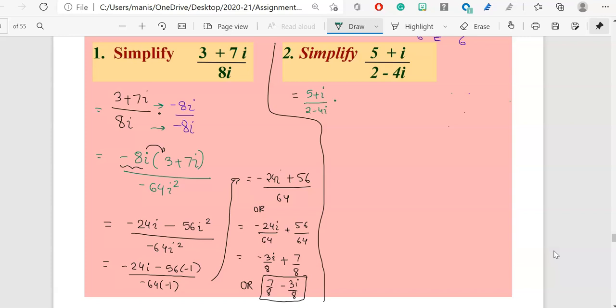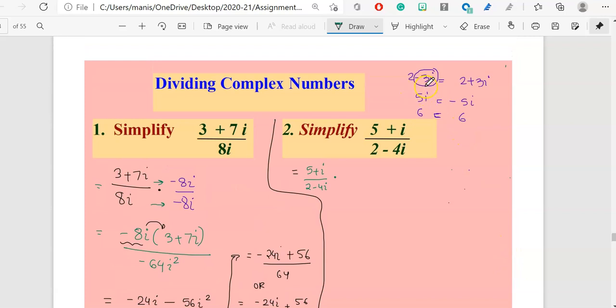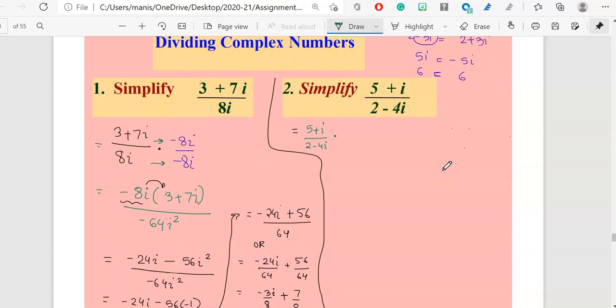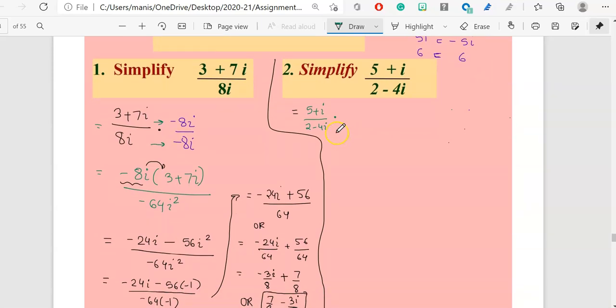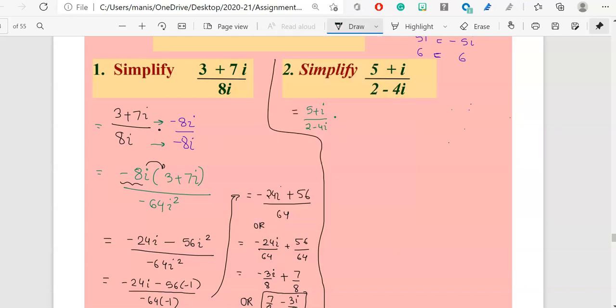Now you remember I will multiply and divide by the conjugate of the denominator. So if I have 2 minus 3i, the conjugate is 2 plus 3i. In this case, my denominator says 2 minus 4i, so I will multiply and divide by 2 plus 4i. I'm multiplying here 2 plus 4i, and this is 2 plus 4i. After this, we multiply like we earlier multiplied two complex numbers.